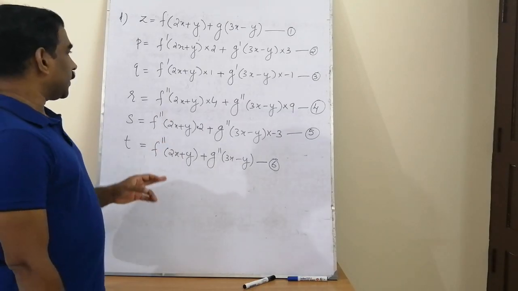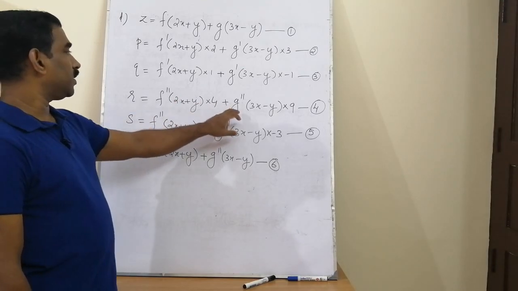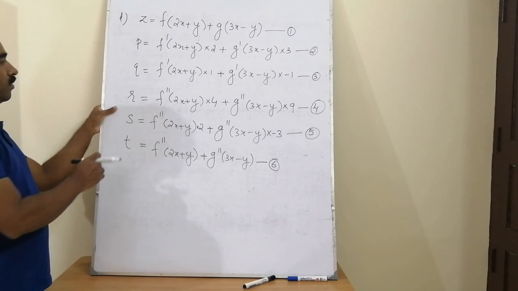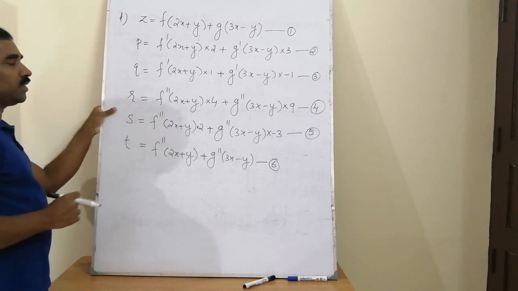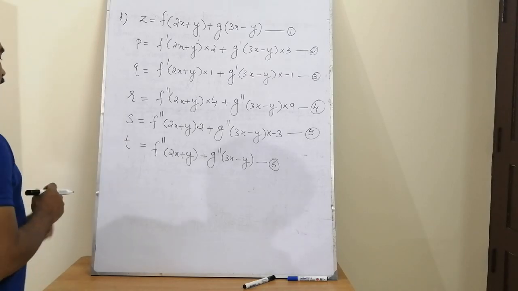Here the elimination process is that we are eliminating the second derivative terms f double dash and g double dash and forming an expression that is independent of the second derivatives and containing certain partial derivatives, say r, s or t.